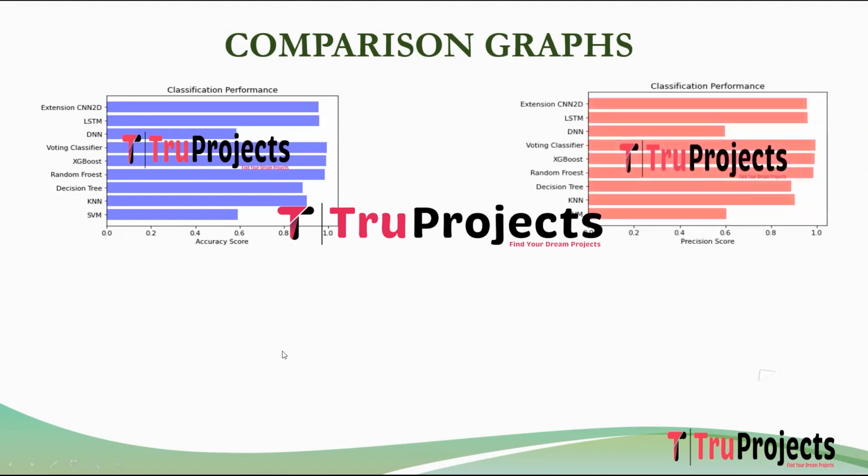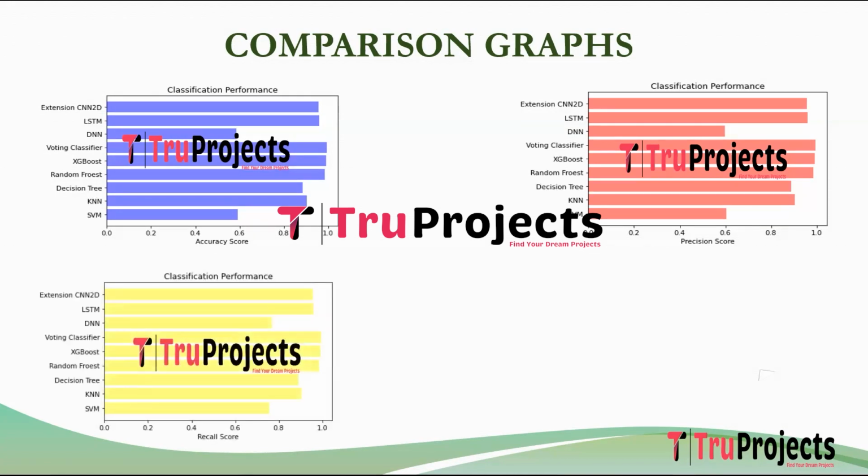Here we have precision comparison graph. It is a measure of the accuracy of positive predictions made by the model. It assesses the model's ability to correctly identify instances belonging to a specific class, minimizing false positives. Here we have recall comparison graph. It is also known as sensitivity or true positive rate. It evaluates model's ability to capture all instances of a particular class. It measures the proportion of actual positive instances that are correctly identified by the model.